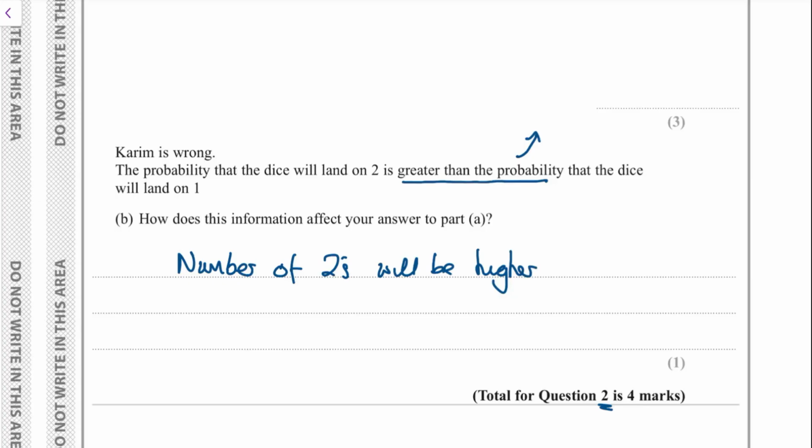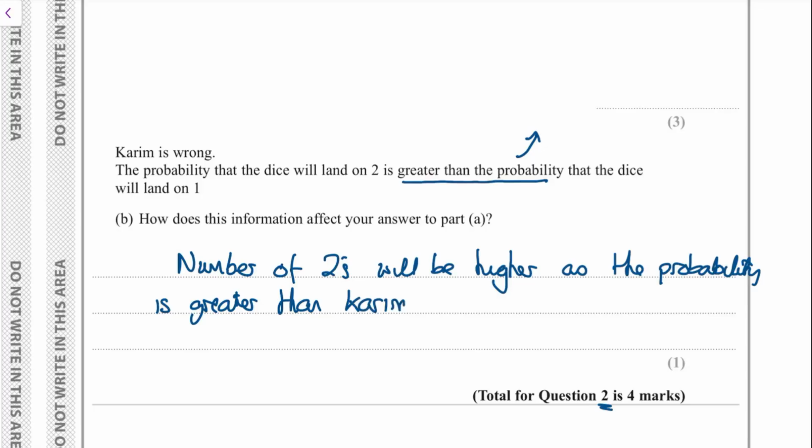So that's what's going to happen. And I'm going to give a quick reason, as the probability is greater than Karim's estimate. Actually, I'm going to write calculation instead. Greater than Karim's calculation. Again, loads of marks are lost on this all the time.